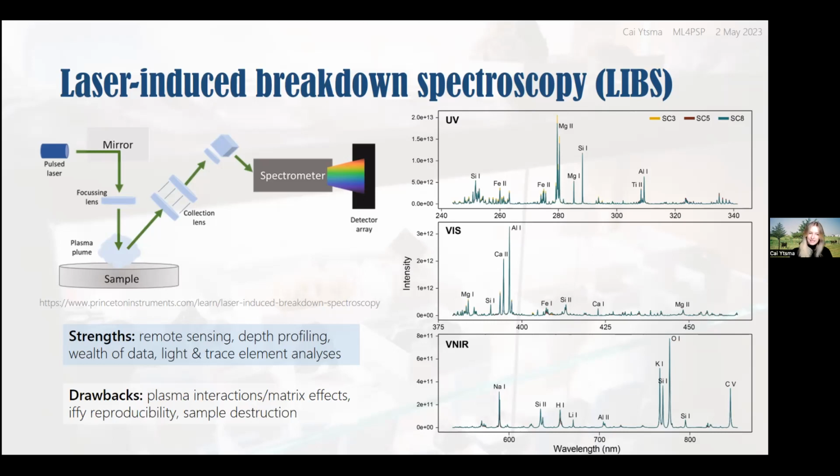However, it has to be said that LIBS spectra of rocks can be so complex that different elements interact within the plasma or they have overlapping emissions, which disrupt the linear relationships and make quantification more difficult.